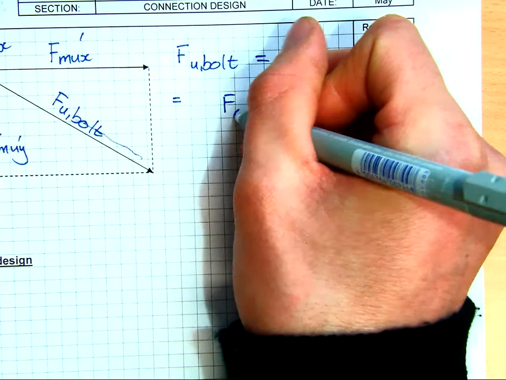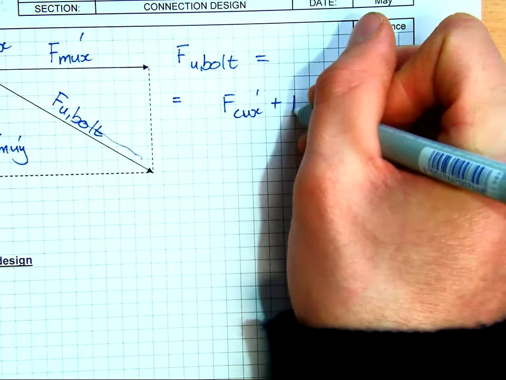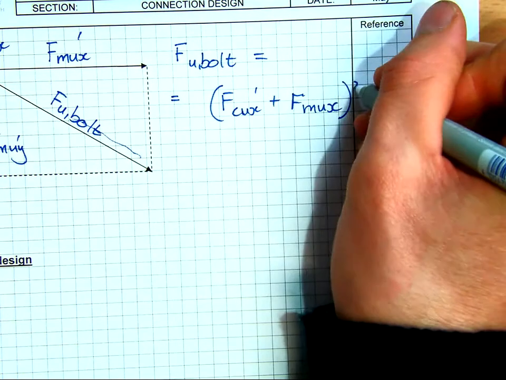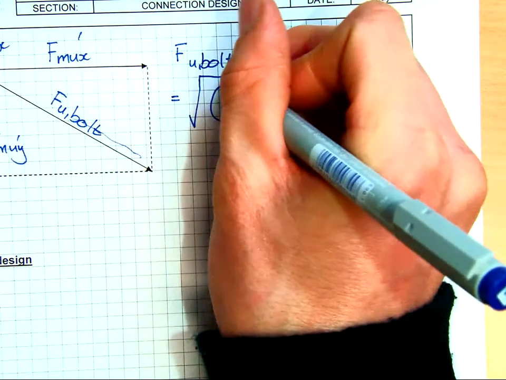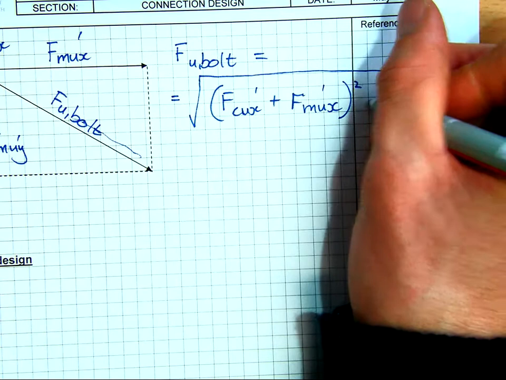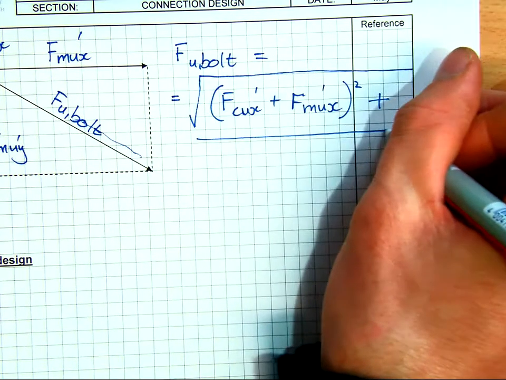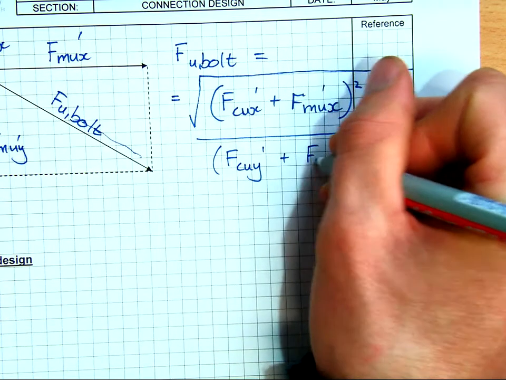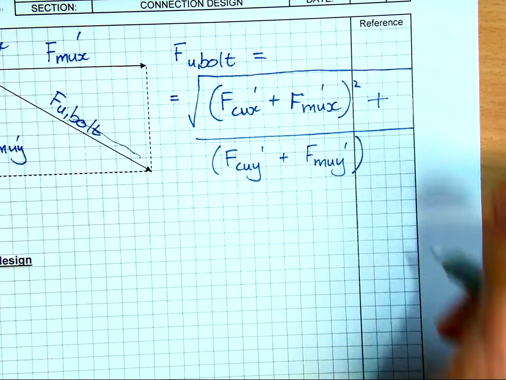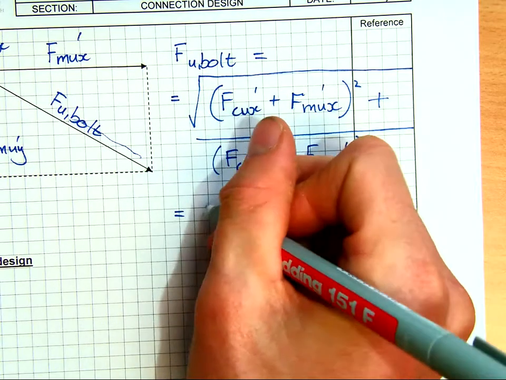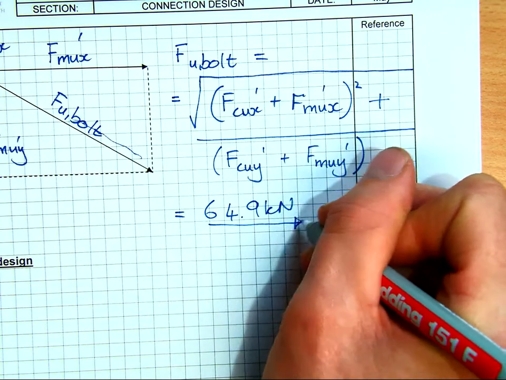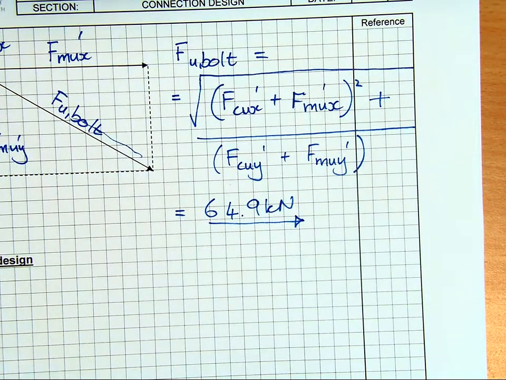So add the, so those are my horizontal components, and using Pythagoras I'm going to add on just the other components vertically, and so there is our final equation, and that gives us a force of 64.9 kilonewtons. So we've got 65 kilonewtons, roughly 6.5 cars, hanging from this bolt in shear.